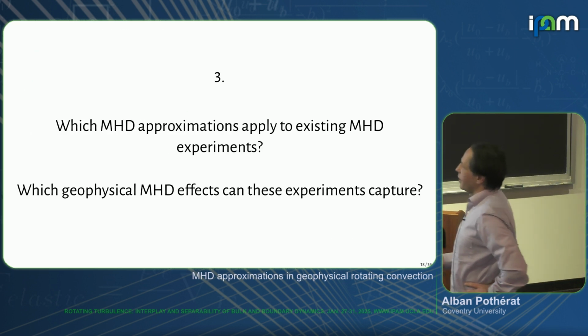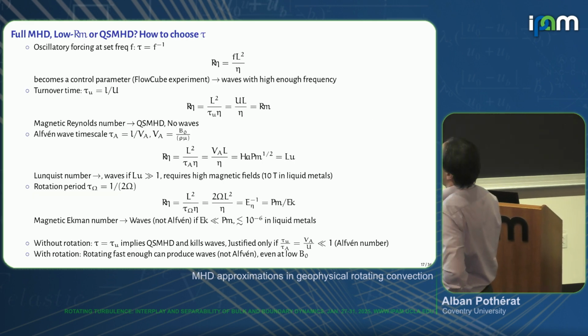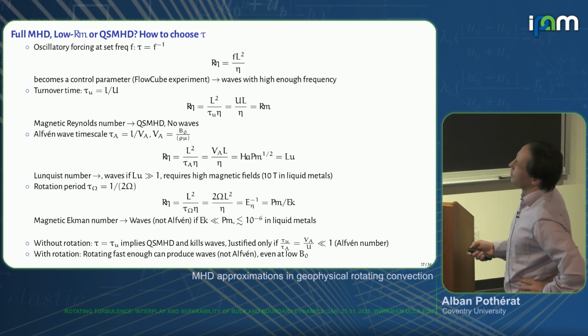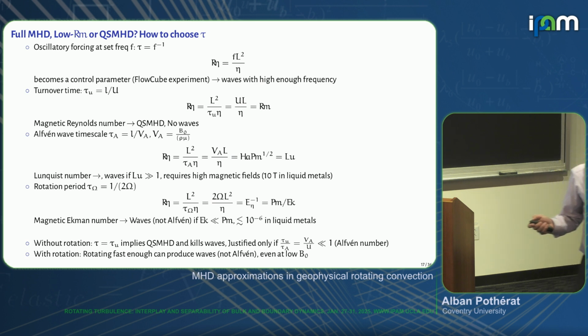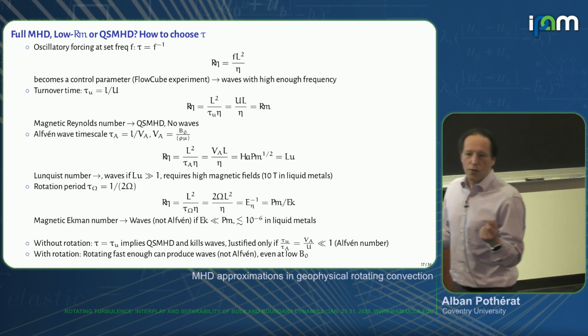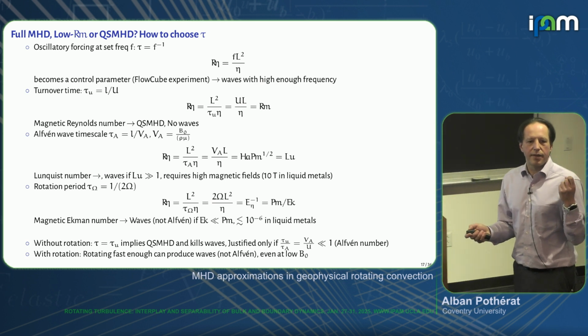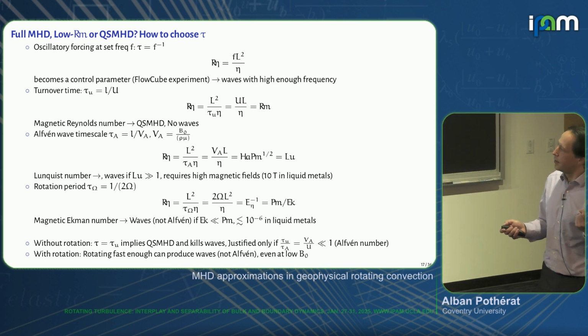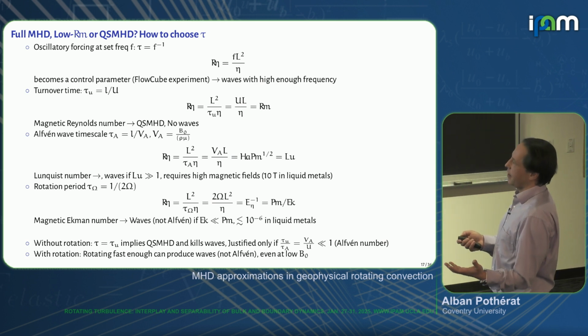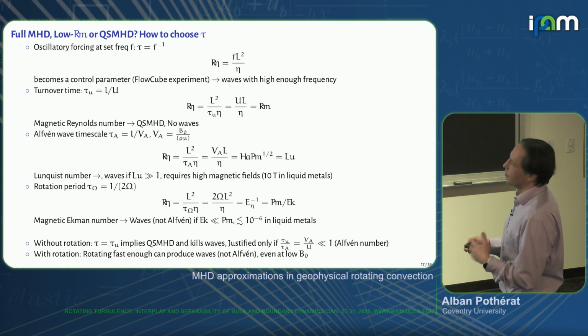So the question is, what approximation applies in this experiment? So for that, I need to go back first to the different time scale that I'm looking at. I said I've left tau free. So what can we do? You can impose a frequency that forces the oscillating parameter to be large. That's brute forcing, essentially, brute forcing induction. In that case, R eta becomes a control parameter. It's pretty straightforward.